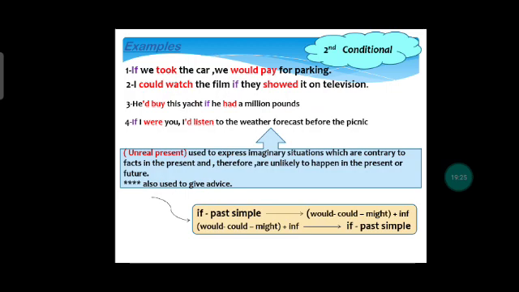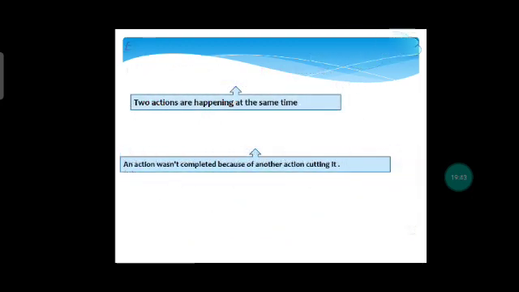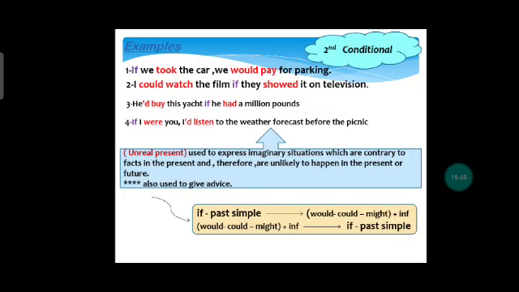Give me, Mr. Islam, an example of an imaginary situation. The word imaginary means not real. If I were a bird, I could fly. Of course, I'm not a bird. Okay? This is indicative. If, past simple, subject could or would or might plus infinitive.